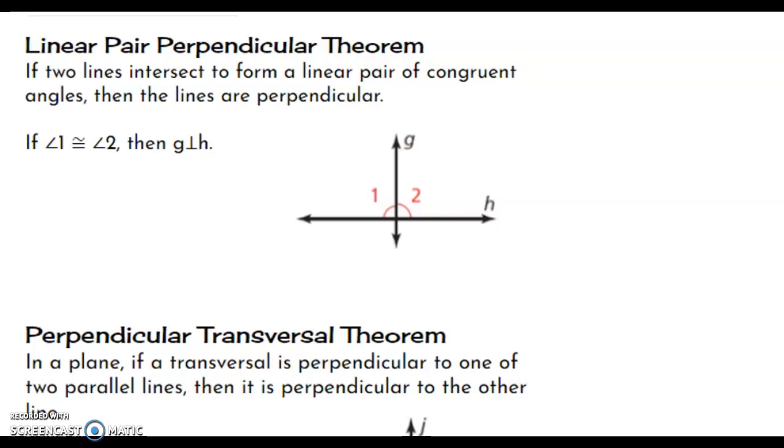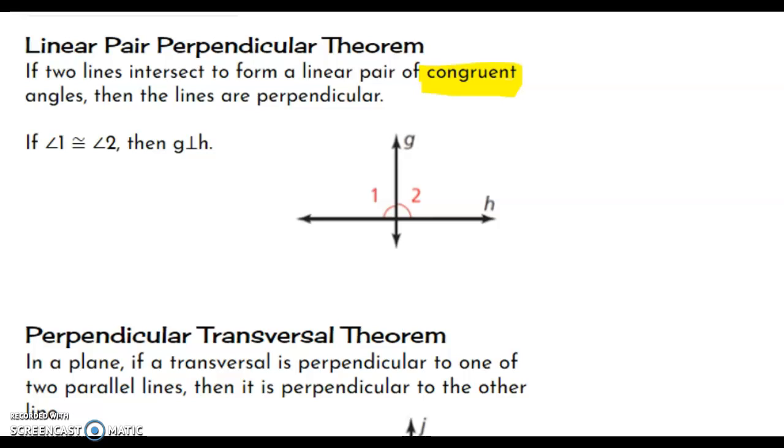Okay, so this is your 3.4 foldable, and we're going over 3 new theorems today. All right, so the linear pair perpendicular theorem says, if you have two lines that intersect and they form a linear pair of congruent angles, they have to be congruent, then the lines are perpendicular.